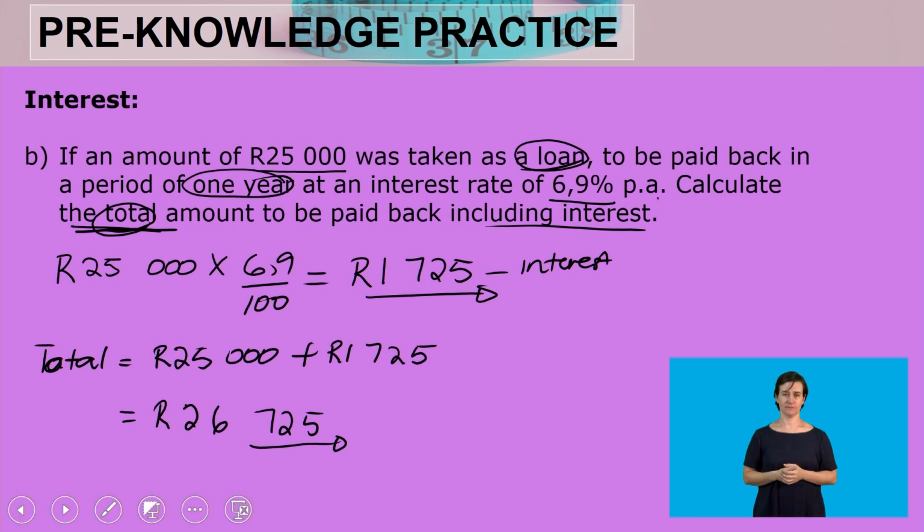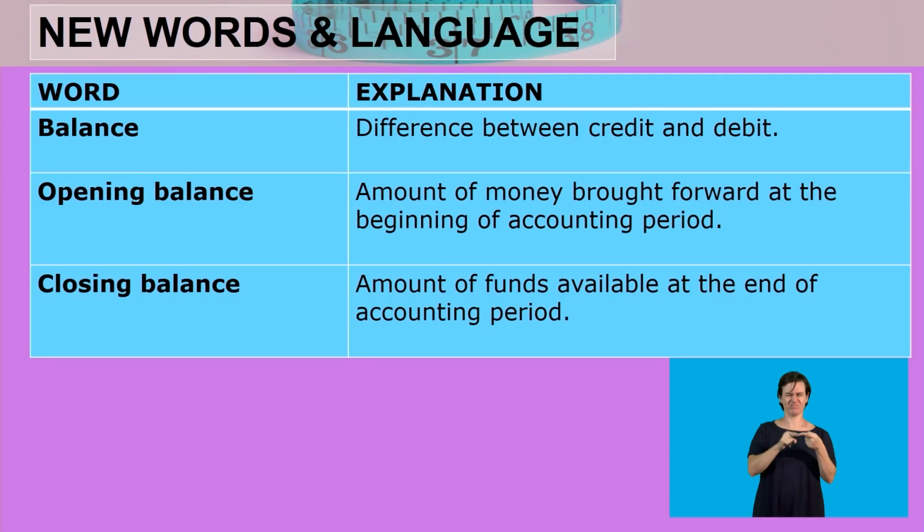26,725. So now we are looking at the new terminology that you should be remembering on this topic. Firstly, it will be a balance. Now, a balance, it's simply the difference between the credit and the debit. It means that on your bank balance, there will be a difference between the money deposited and the money that will be taken out of the account.